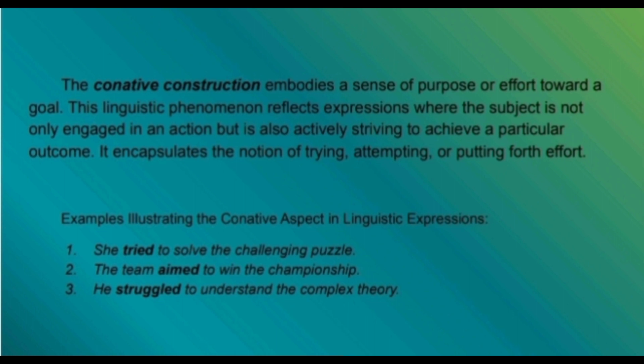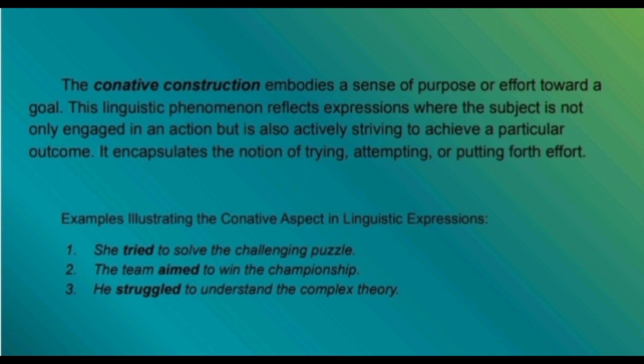And we have here the conative construction. The conative construction embodies a sense of purpose or effort toward a goal. This linguistic phenomenon reflects expressions where the subject is not only engaged in an action, but is also actively striving to achieve a particular outcome. It encapsulates the notion of trying, attempting, or putting forth effort. So the examples illustrating the conative aspect in linguistic expressions.